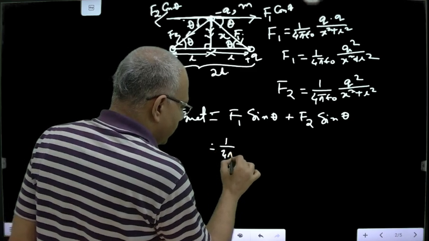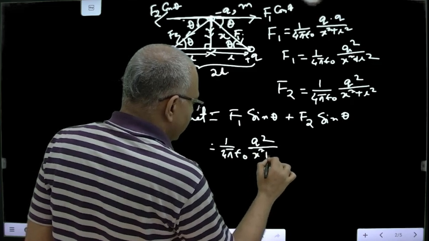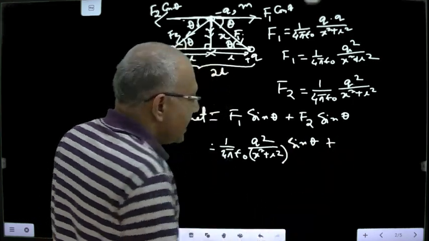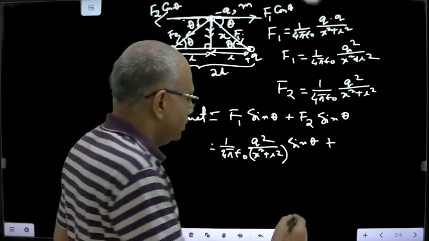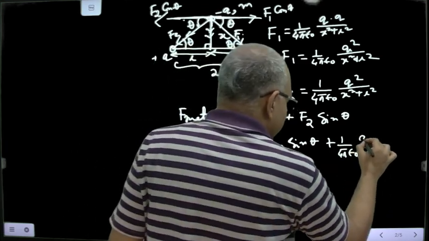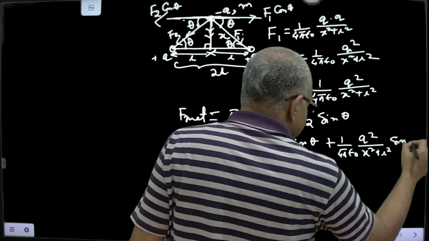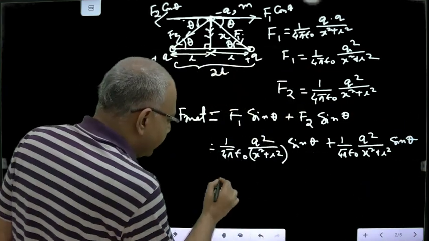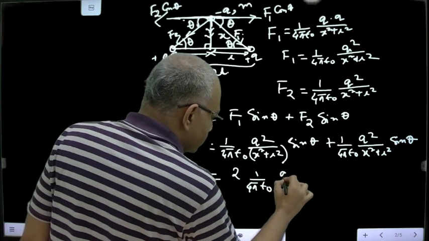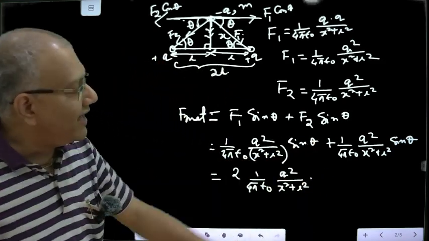F1 is 1 by 4 pi epsilon naught q square by x square plus L square, into sine theta. Similarly, F2 is having the same magnitude, 1 by 4 pi epsilon naught q square by x square plus L square, sine theta. Therefore, we can write 2 into 1 by 4 pi epsilon naught q square by x square plus L square into what should be the value of the sine theta?